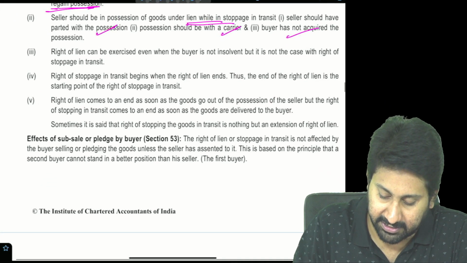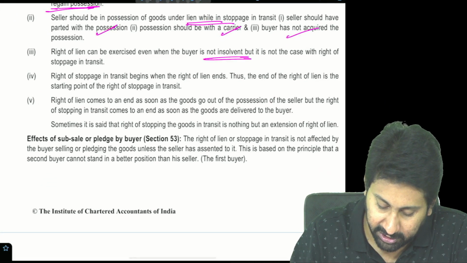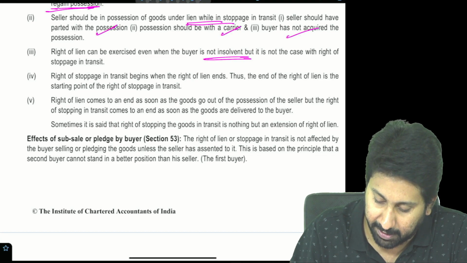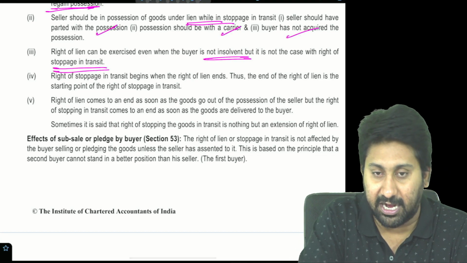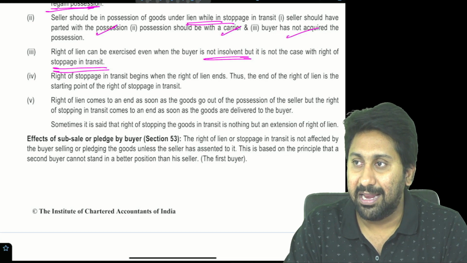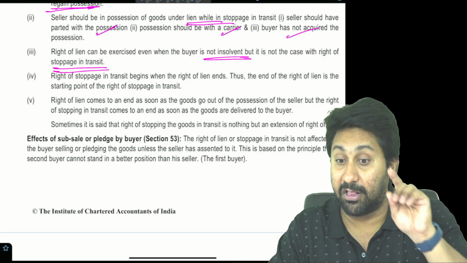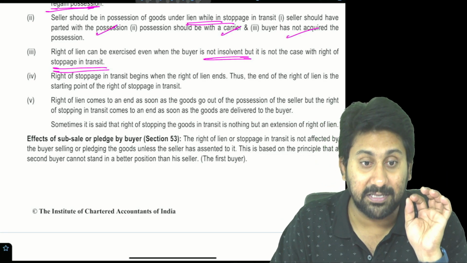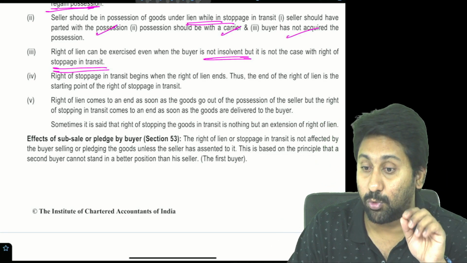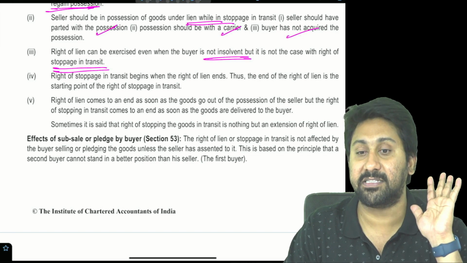Right of lien can be exercised even when the buyer is not insolvent, but it is not the case in the right of stoppage in transit. Basic condition. Lien means what? If you default in making the payment, I will take lien, whether or not you are insolvent. But stoppage in transit, you can exercise only if you come to know that the buyer is declared as insolvent.